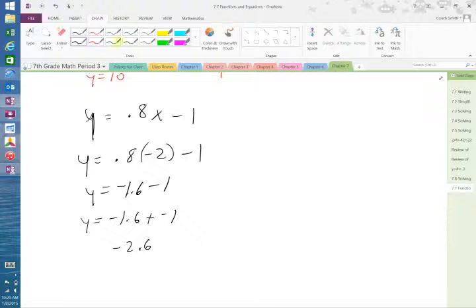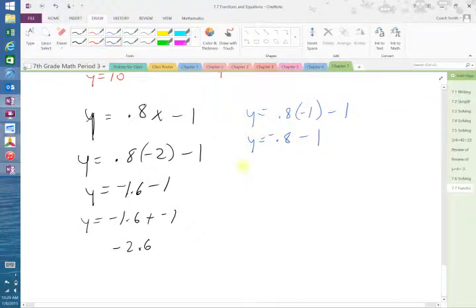Then we go y is equal to 0.8 times negative 1 minus 1. Well, that's y is equal to negative 0.8 minus 1. y is equal to negative 0.8 plus negative 1. So y is equal to negative 1.8.